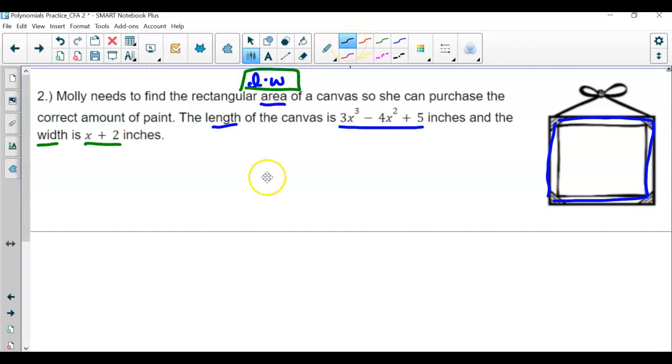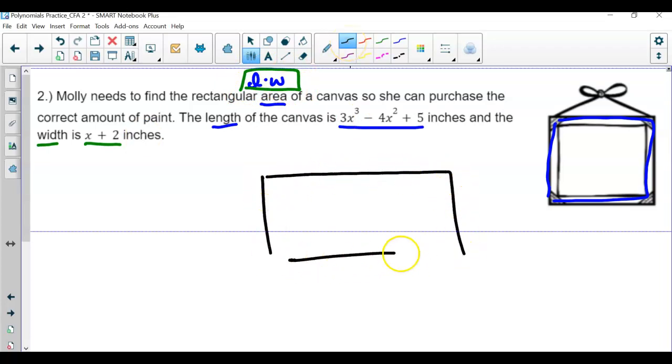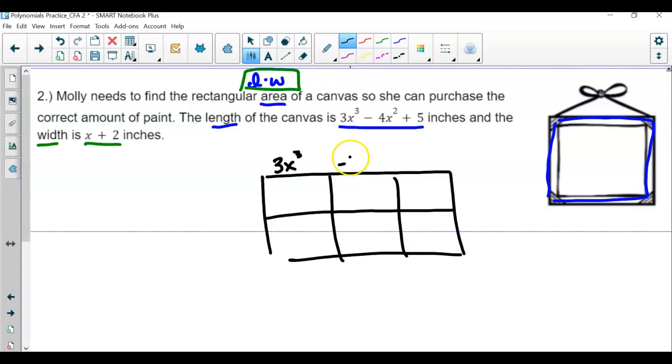So I'm going to set up and do the box method, area model. So we're going to set this up here. And watch your signs, because that's a negative 4x squared and positive 5. Then x plus 2. Now remember, when multiplying, don't multiply the exponents, make sure to add the exponents. So here you do have 3x, but now if I have 3 and 1, that's now 3x to the 4th. Then here I've got negative 4x cubed, because x squared times x. Then 5x times x is 5x.